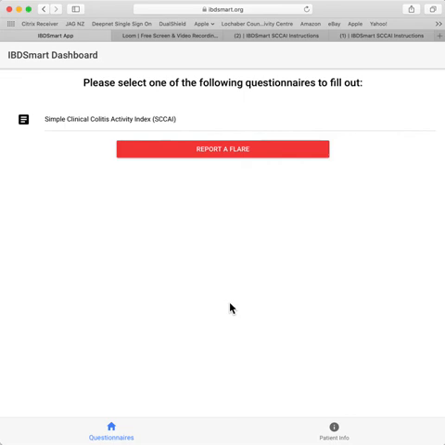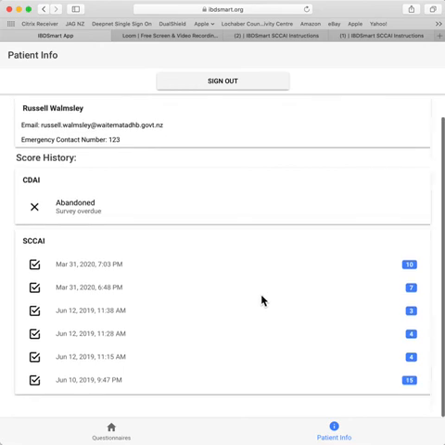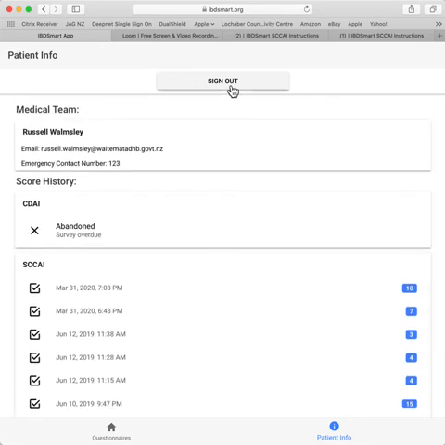Once you're ready to leave IBDSmart, press down here on the patient info icon and then sign out.